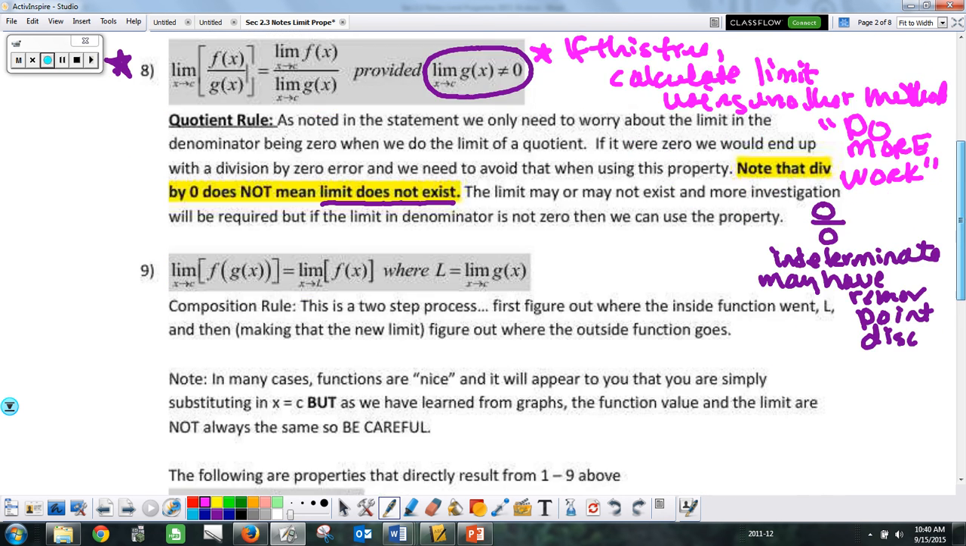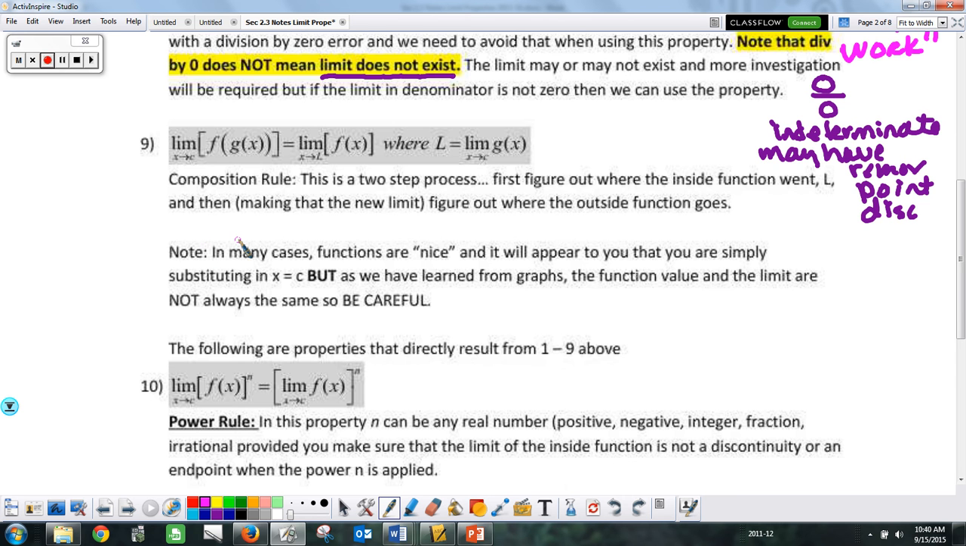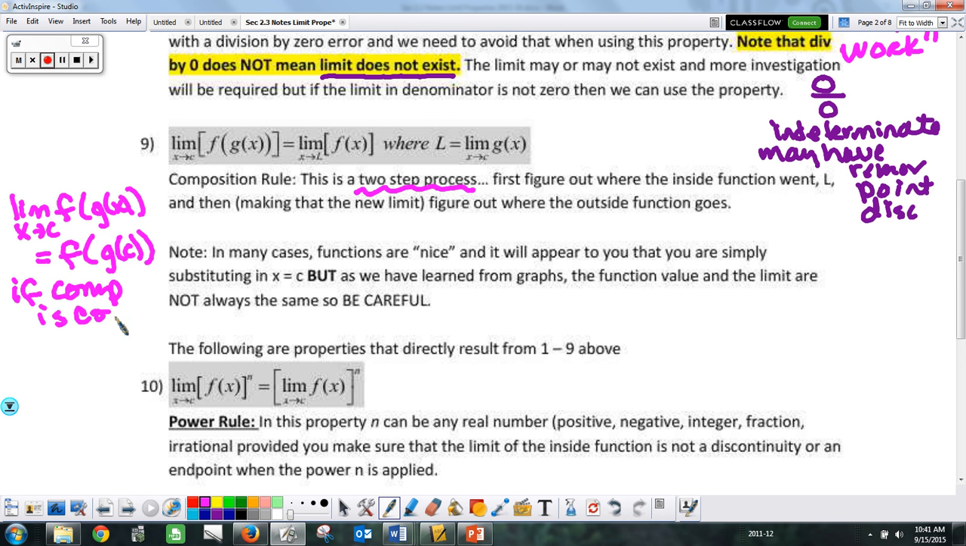Then we have the limit of a composition. This one is the one that always trips people up. What you have to realize is that this is a two-step process. You're not just doing direct substitution. The limit as x approaches c of f of g of x is only equal to f of g of c if the composition is continuous at x equal to c. So that's the first fallacy. You guys love direct substitution so much, you're always direct substituting. That can't happen. You have to be very careful. If it is not continuous at x equal to c, you have to do a two-step process.